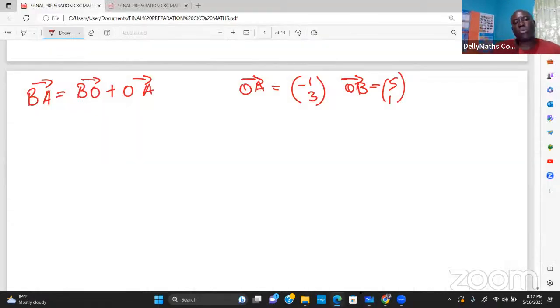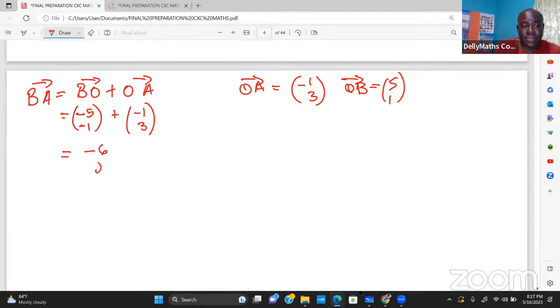Good. Now, let's move. We want to go BO, the inverse of OB. So it's going to be -5, -1. Change the direction, you change the component signs. Then I'm going OA. OA is still -1, 3. What are we looking at there? -5 plus -1, that's -6. -1 plus 3, that's +2. So BA is actually -6, 2, method 1.